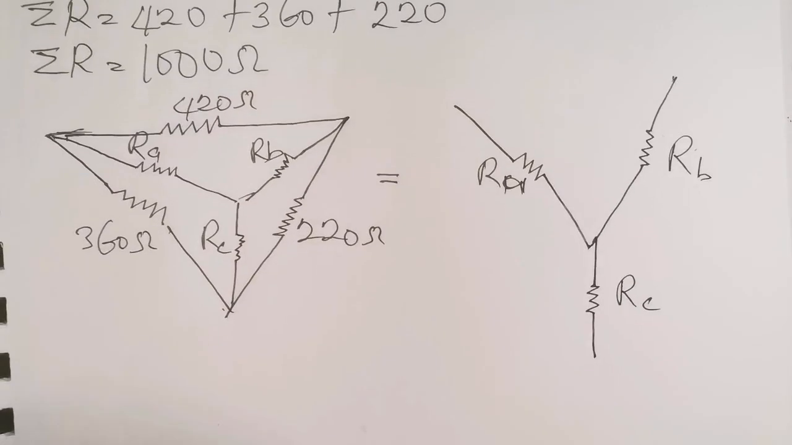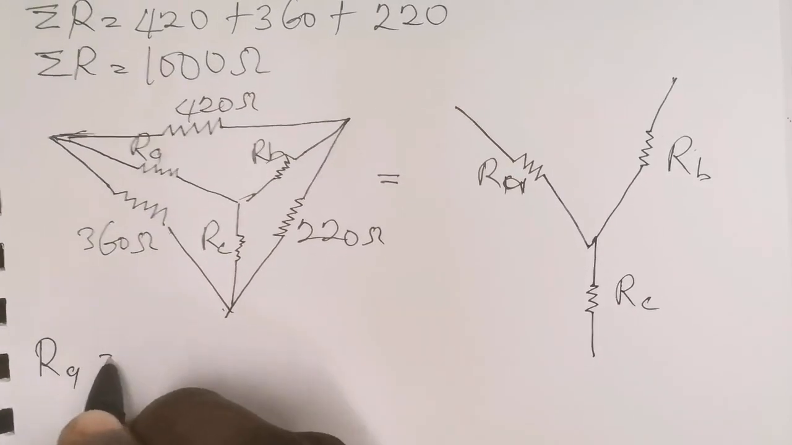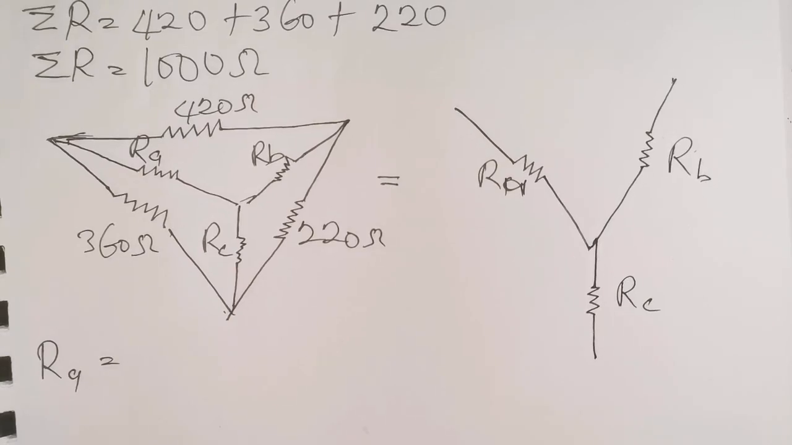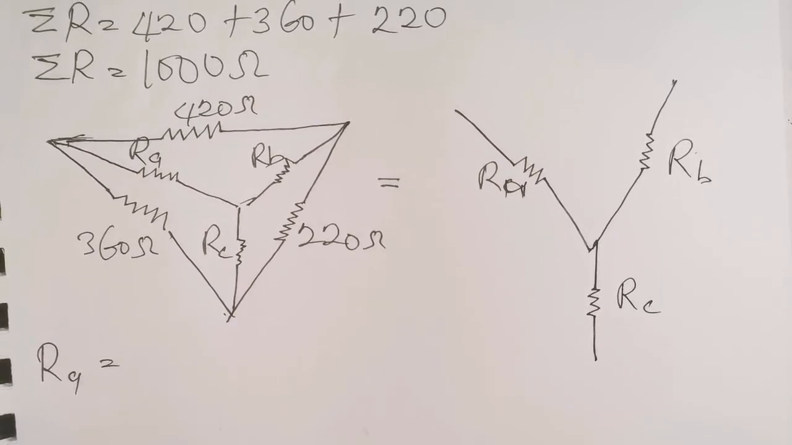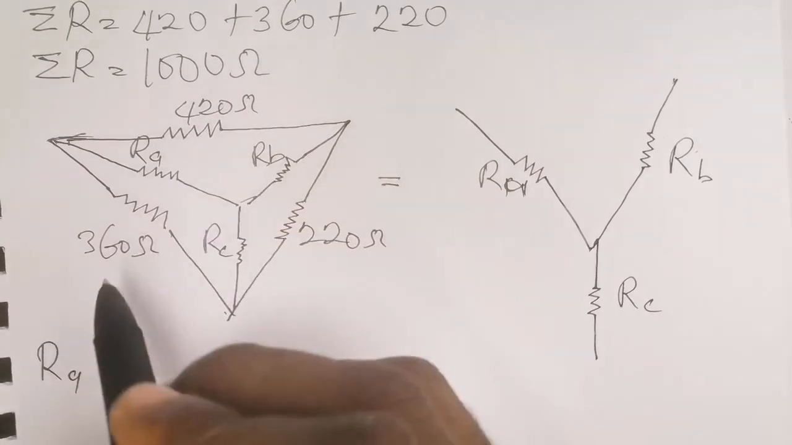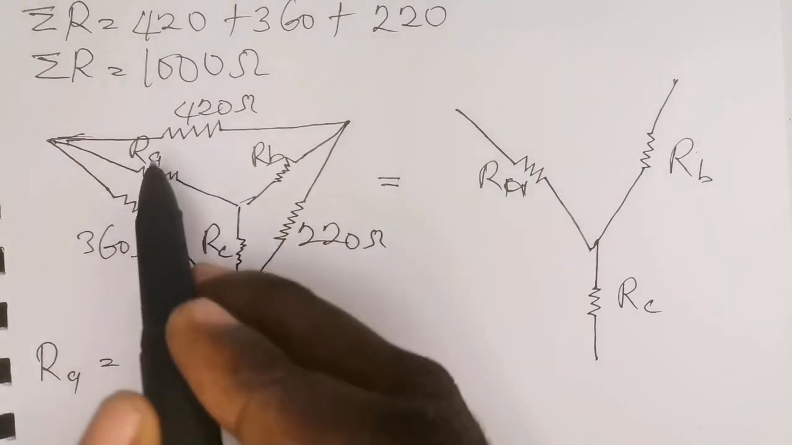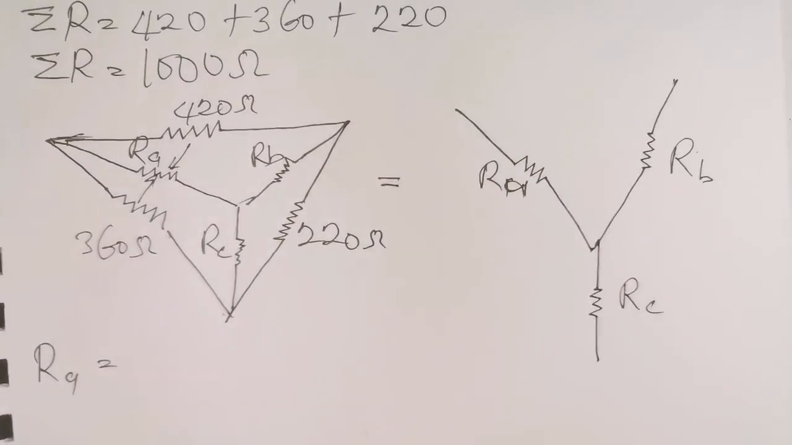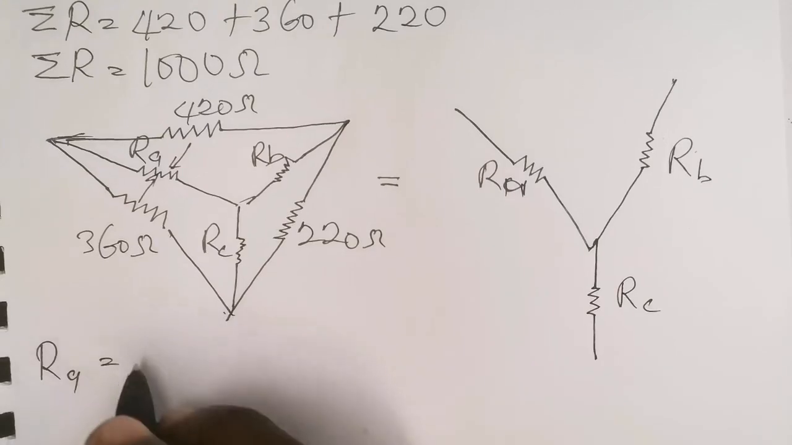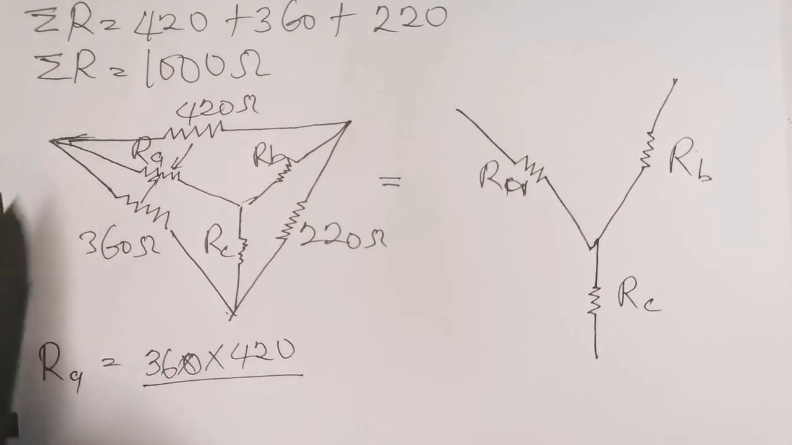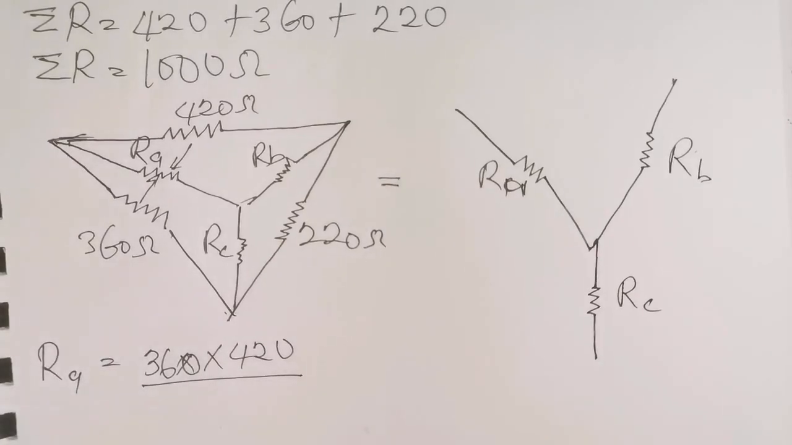Now to find RA, you find the resistors from the delta network where RA is in between, multiply them together and divide by the summation or the total value of the resistors. So this is my RA. RA is in between 360 and 420. So to find RA, I will simply have 360 multiplied by 420, divided by the total summation of the entire resistance which you obtained earlier as 1000.